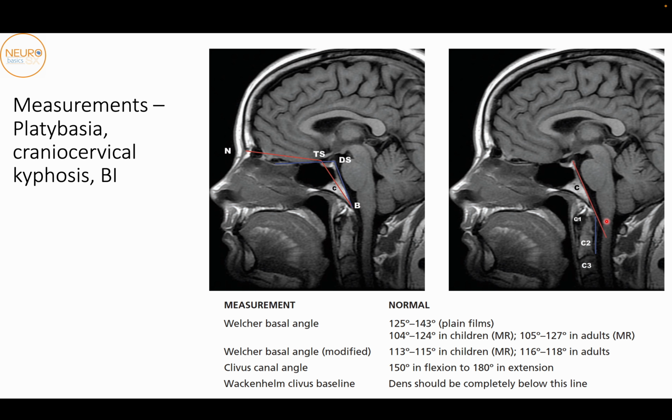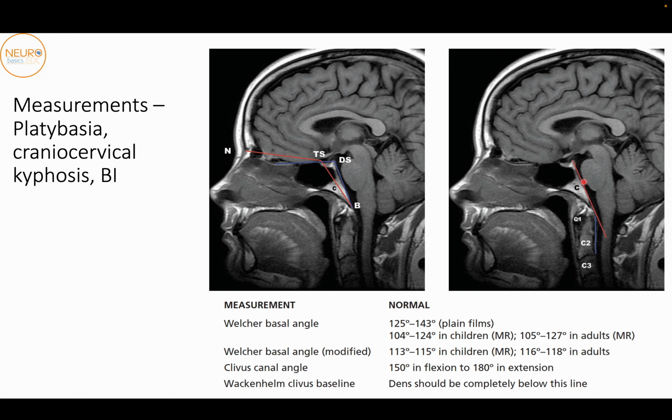Other important angles which can point out craniocervical kyphosis is known as the clivus canal angle. So this angle is measured along the Wackenheim clivus baseline, which is over here, and the angle formed between this line and a line which is running along the posterior border of C2. So in flexion, this angle can be up to 150 degrees. In extension, it might increase to 180 degrees.